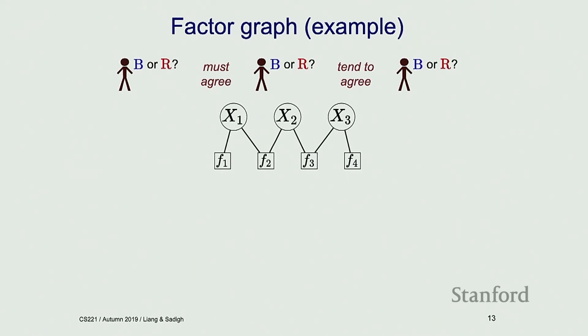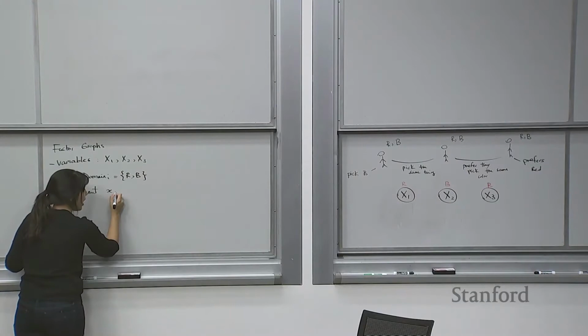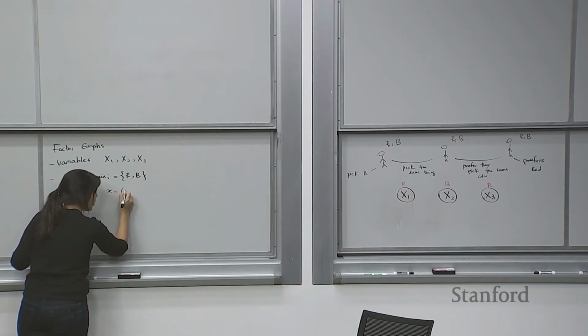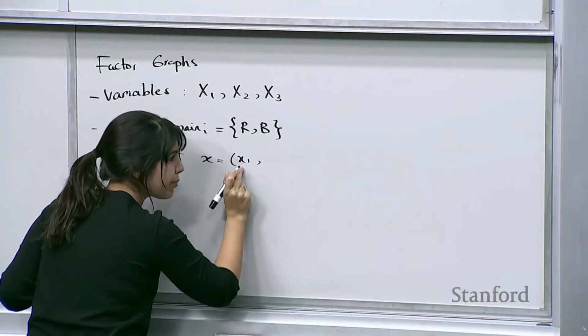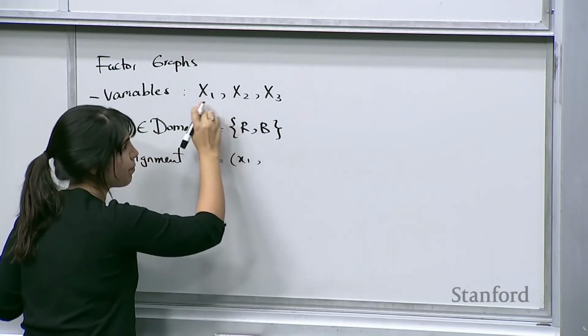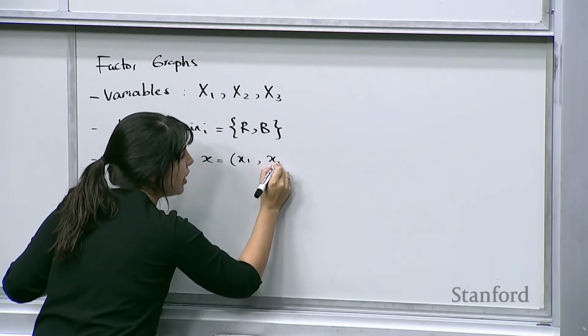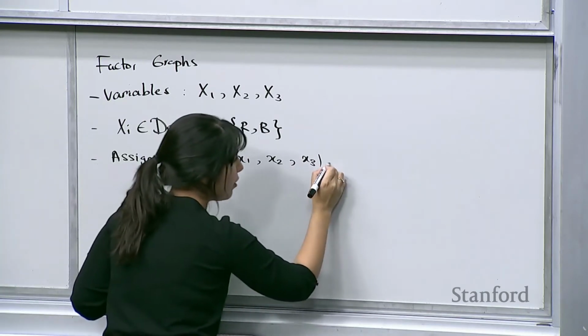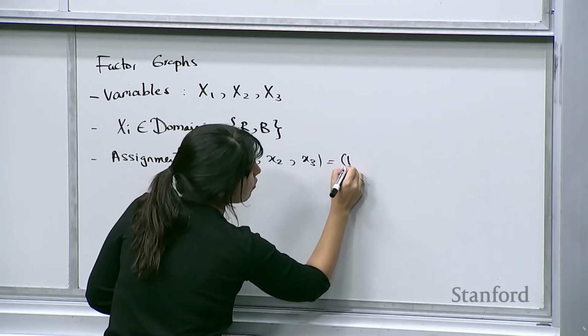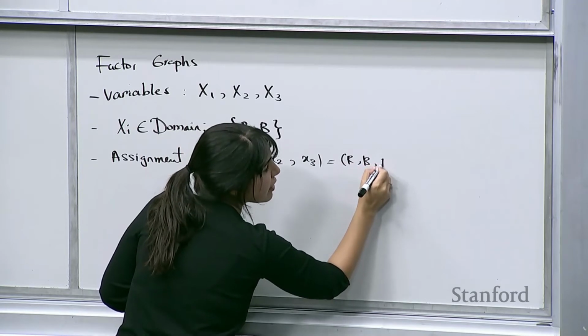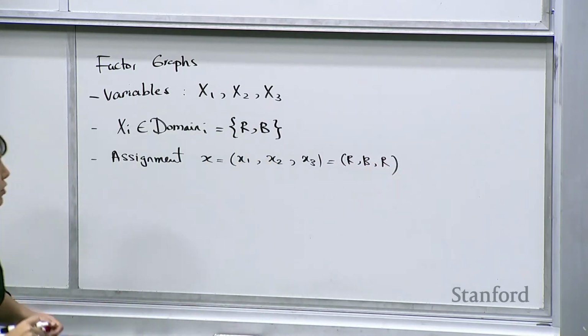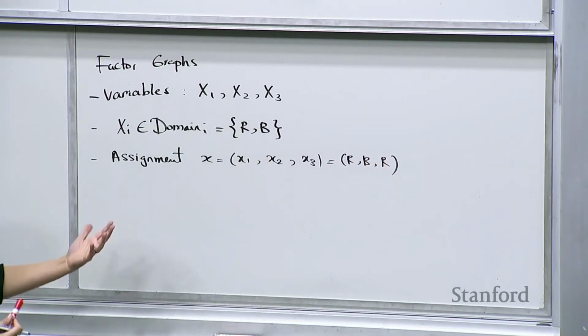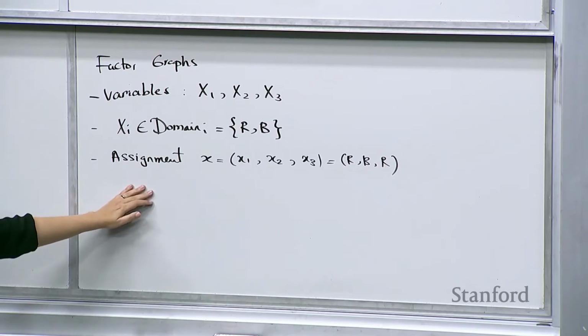An assignment, I'm going to write with small x, and it's going to tell me what x1 took, where small means red or blue. So capital means the actual variable. And x2 and x3, what were they? Maybe for this particular example, we're talking about red, blue, and red. Okay? All right, so that was variables. They live in a domain, and then we can pick an assignment.